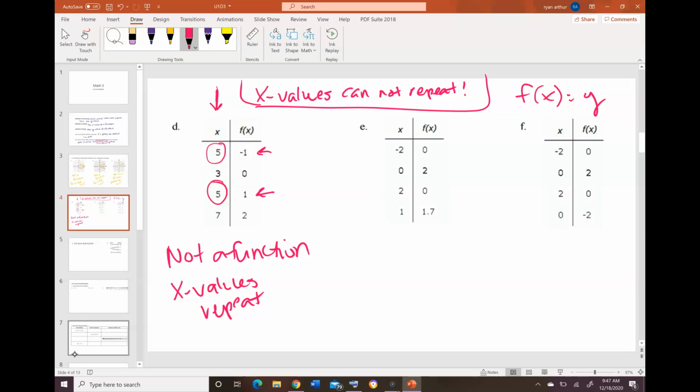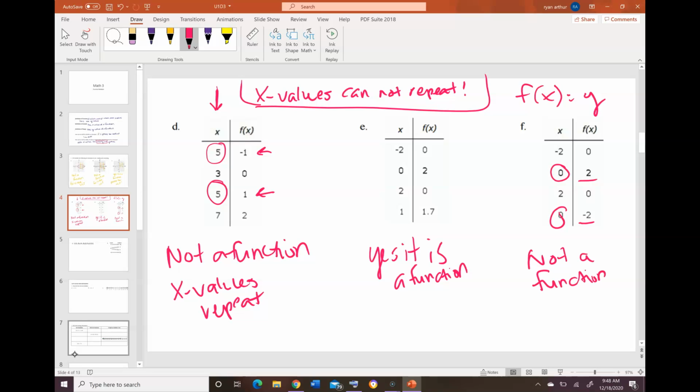Look at E. My x values do not repeat, so yes, it is a function, because each x value has a different y value. Your x values do not repeat. Looking at F, do your x values repeat? Yes, I have two zeros with two different y values, so this is not a function, because my x values repeat.